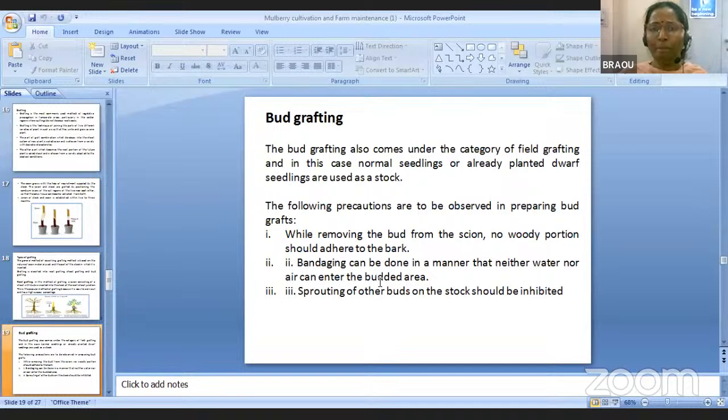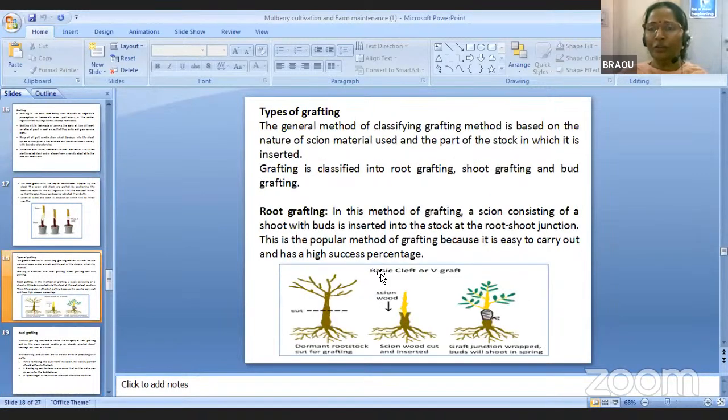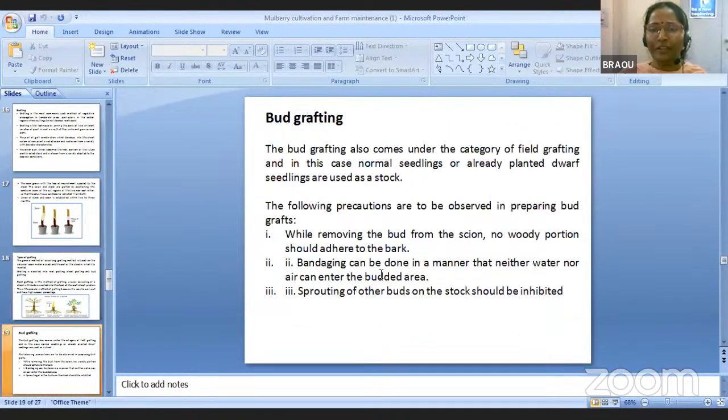Coming to bud grafting. So what is bud grafting? Bud grafting also comes under the category of field grafting, and in this case, normal seedlings or already planted dwarf seedlings are used as stock. A small seedling which has already been sowed and planted is going to be used as stock.